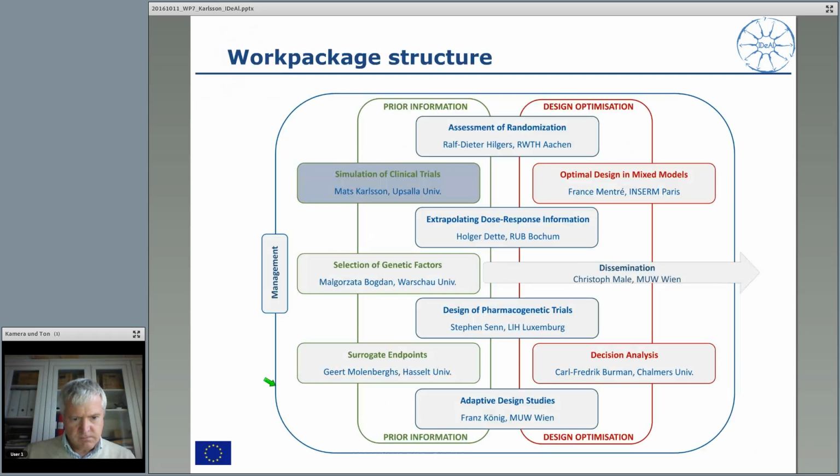So this is the work package. The structure of the IDEAL project.